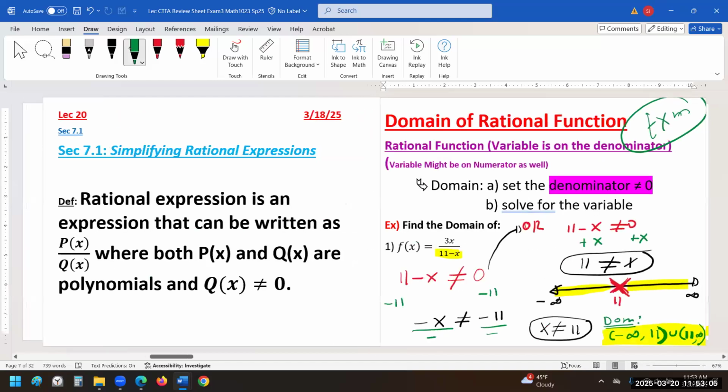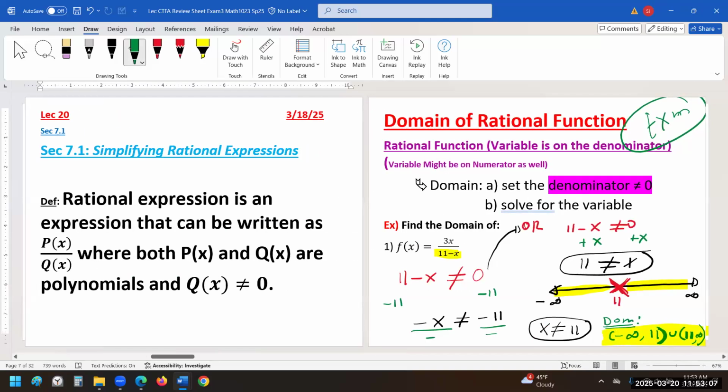And now chapter 7. Chapter 7 will be 3 questions. One is find the domain, one multiply, and one divide. Initially, I wanted to give simplifying, but then I realized when you multiply and divide, you do simplify there. So I don't have to give you an extra simplifying question. The simplification comes automatically with multiplication and division. There will be only 3 questions from chapter 7.